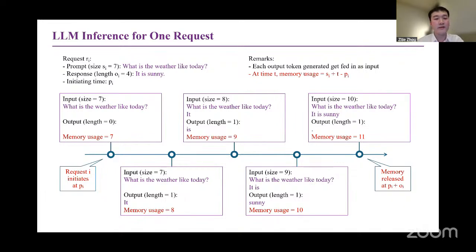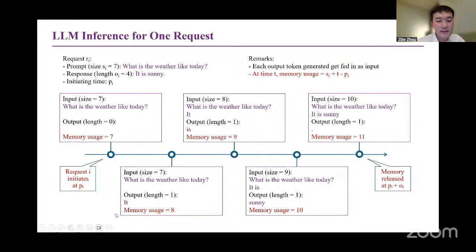And therefore, there is a trick called the KV cache, which exists in real systems. In the prefill case, we calculate these KVs for "what is the weather like today", and we store all of their KVs into this KV cache. And so the memory usage is 7 units.